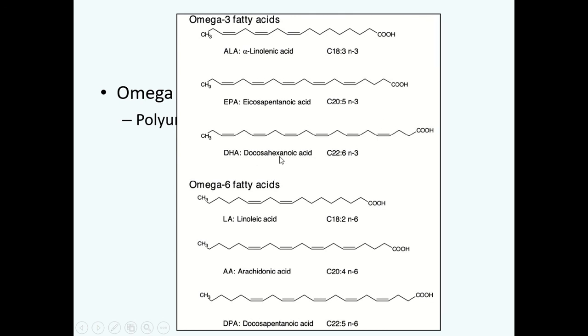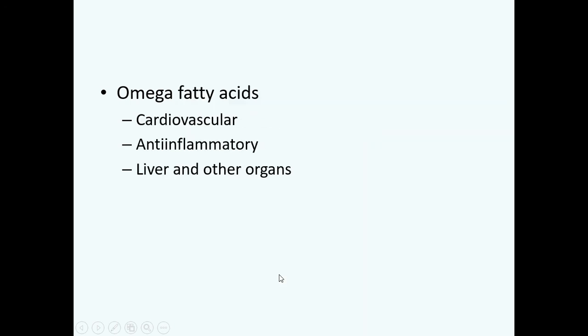Docosahexaenoic acid is an omega-3 fatty acid. Arachidonic acid is an omega-6 fatty acid. The omega fatty acids are important because they have a beneficial effect on health. They are important for maintaining the health of the cardiovascular system. They have anti-inflammatory properties. They also have a beneficial effect on the liver and other parts of the body.